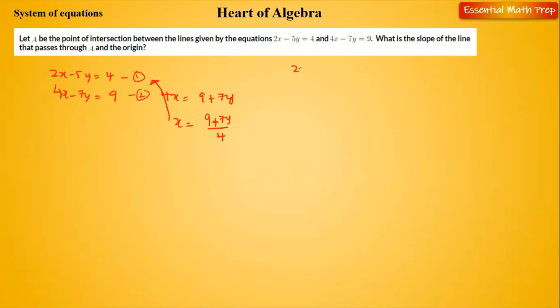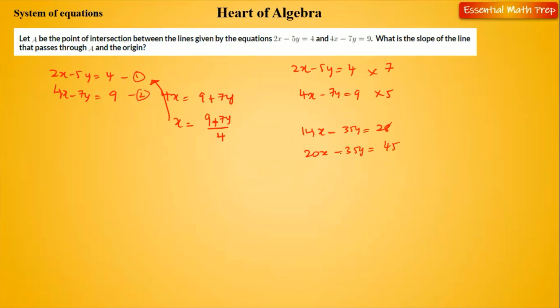The other is what we've been doing, 2x minus 5y equals 4, 4x minus 7y equals 9. We can multiply this expression by 7, this by 5, if my intention is to cancel out the y term. So that's 14x minus 35y equals 28. Again, 5 times 4 is 20x minus 35y equals 45.